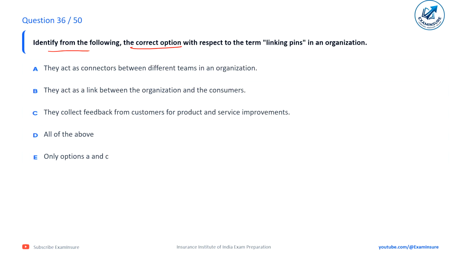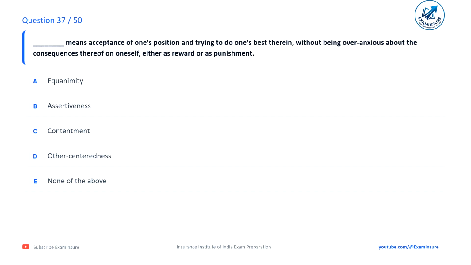Identify from the following the correct option with respect to the term linking pins in an organization. They act as a connector between the different teams in an organization. They act as a link between the organization and the consumers. They collect feedback from the customers for product and service improvement. All of the above and only option A and C. So here the correct answer is they act as connectors between the different teams in an organization. So this is known as the linking pin.